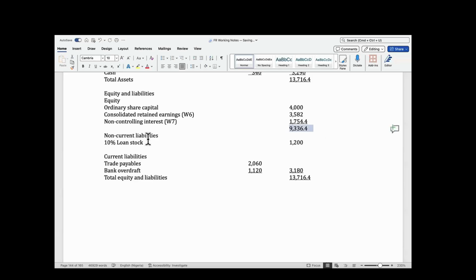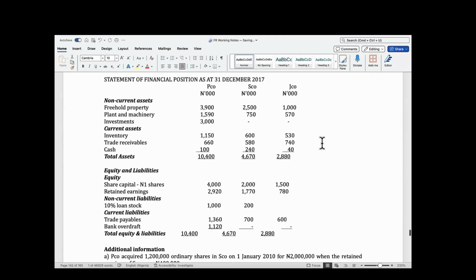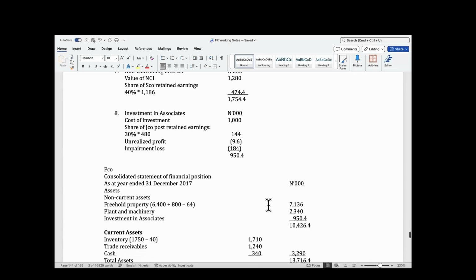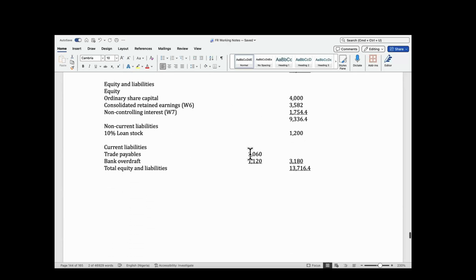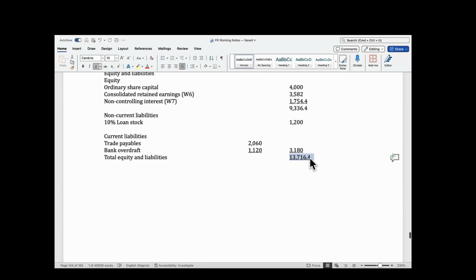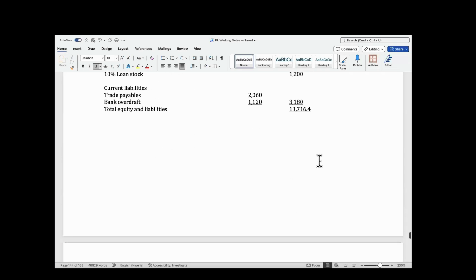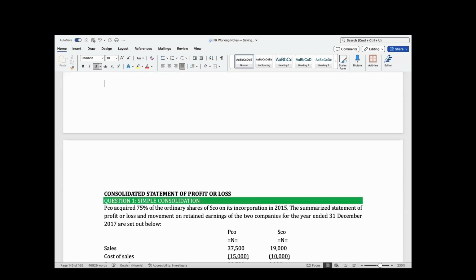Then loan stock 1.2. Let me see. It should be parent and subsidiary. Yeah, 1.2 parent and subsidiary. That's the only thing you consolidate. Payables, parent and subsidiary. Bank overdraft, parent and subsidiary. If I sum this together, I get a total of 113,716.4, which is the same thing as my total assets. Okay, so this is everything about investment in associate. It's not more than this.